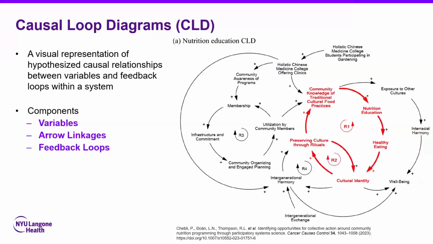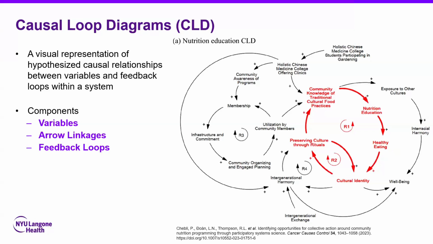A common tool that we use in systems thinking is called causal loop diagrams. So it's a way to depict complex systems. Causal loop diagrams are also known as CLDs. It's a visual representation of the hypothesized causal relationships between variables and the feedback loops within a system.